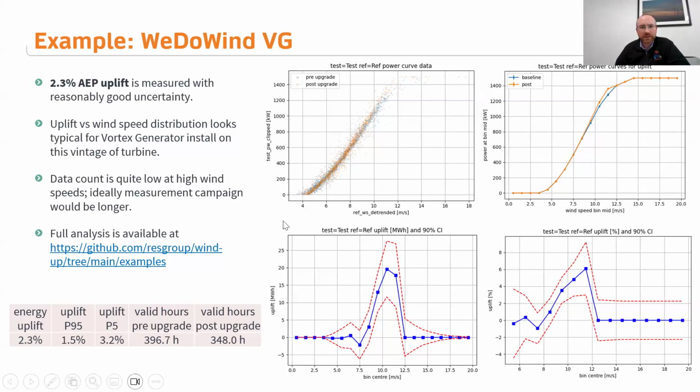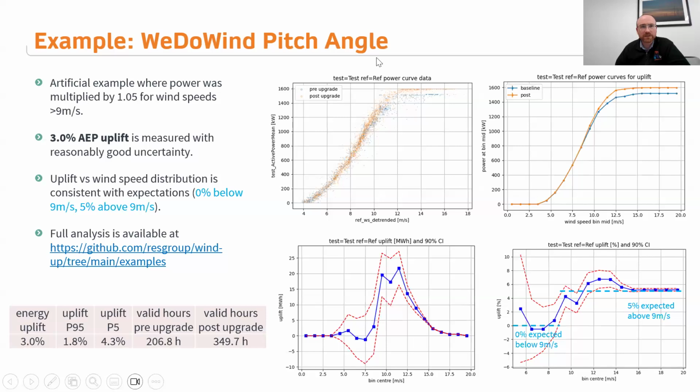Right. I'll show the second analysis. So this is the pitch angle one. This is a neat data set where power was multiplied by 1.05 for wind speeds above 9 for the post part. And you can see that in the power curves straight away in the scatter plot. You can see the post upgrade is clearly higher than the blue for 9 meters per second and above, especially at rated power. It's easy to see, and you can see that in the binned power curve quite easily too.